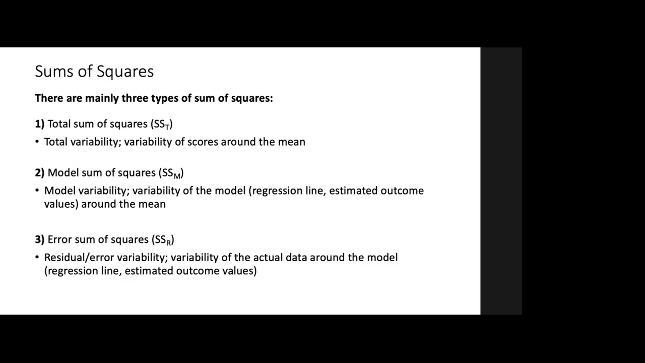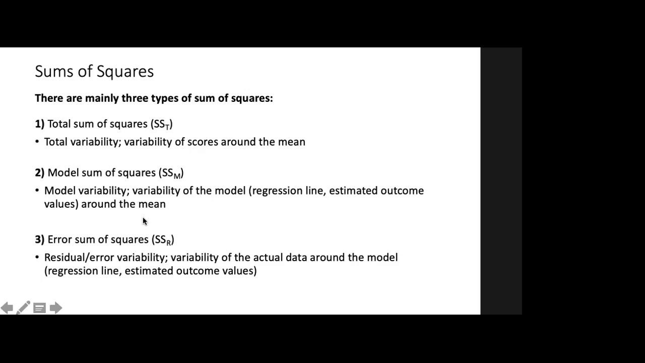Remember, a sum of squares is just the squared deviations from the mean. So that is the total variability of a variable, the variability of scores around the mean. How much do scores deviate from the mean? And of course, we are looking at squared deviations to avoid the problem of negative and positive values canceling each other out.